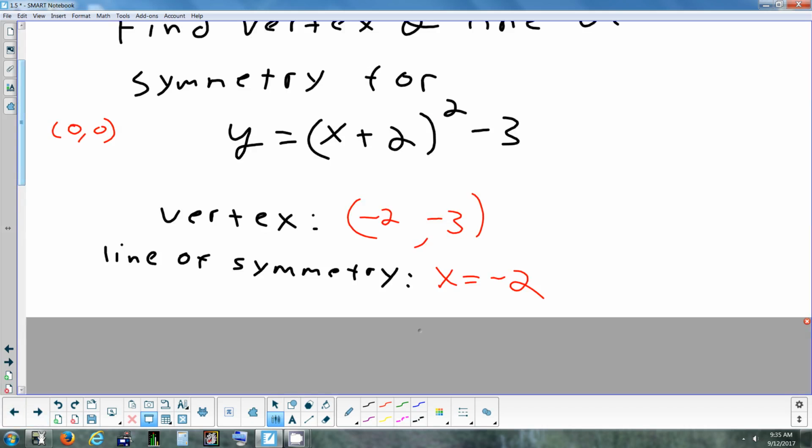Okay, so my line of symmetry was at X equals 0. My line of symmetry was the y-axis, but since the graph was pushed 2 units to the left, my line of symmetry is also now 2 units to the left. Okay, everything moves with that graph.